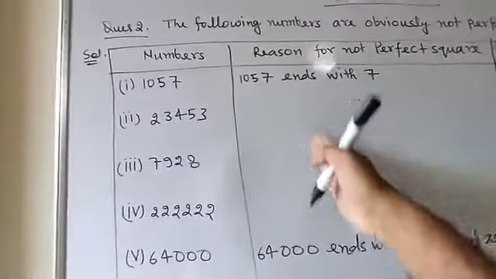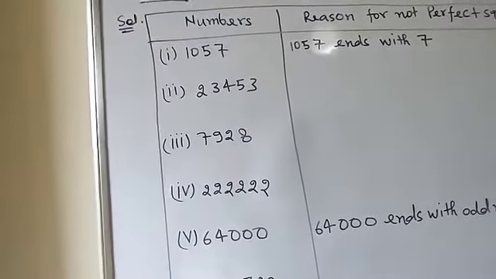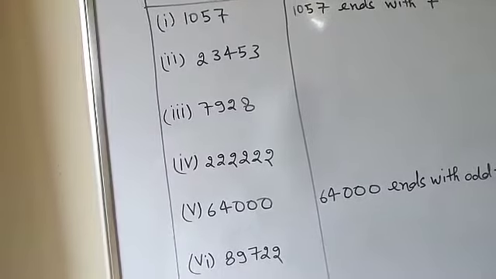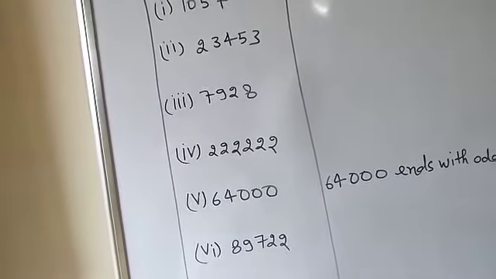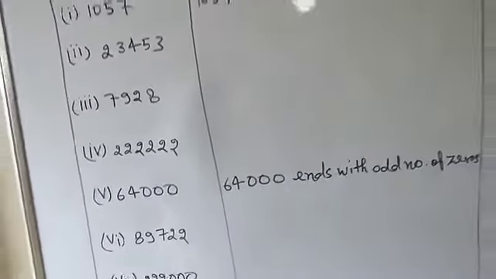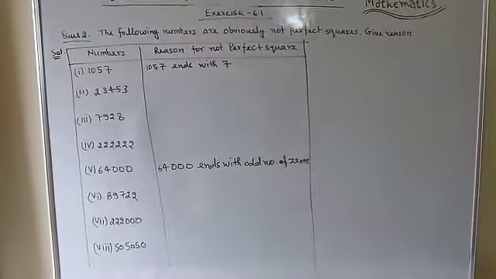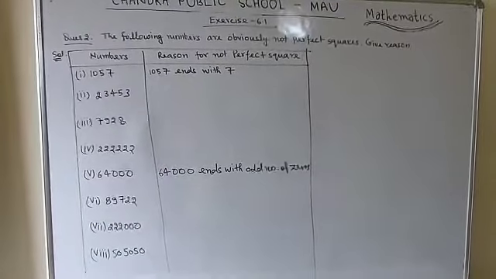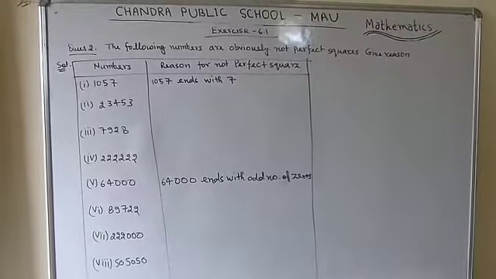Again you can complete that table. Here the reason will be that it ends with 2. Here 3 zeros are there, it means an odd number of zeros. Here 1 zero is there in the end, so that is again an odd number of zeros. So you need to complete that table. That is a very simple question. It follows the property of perfect square numbers, so you can complete that.